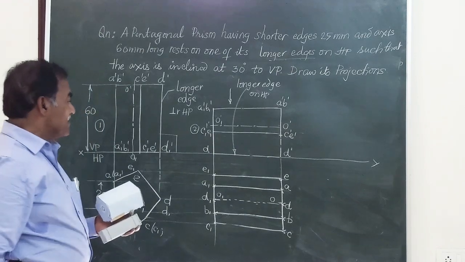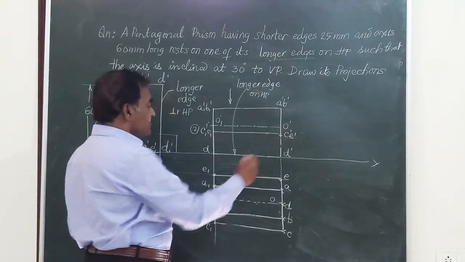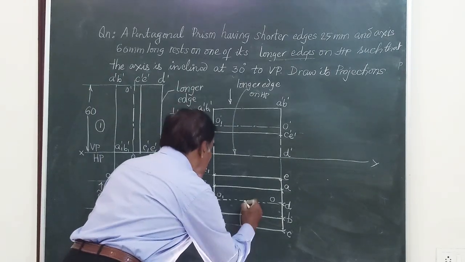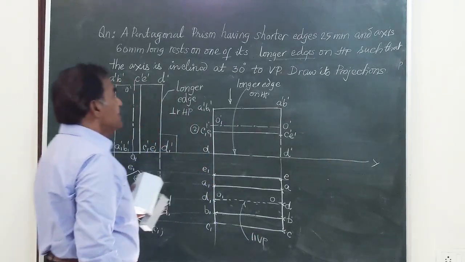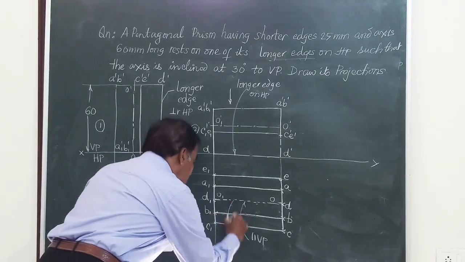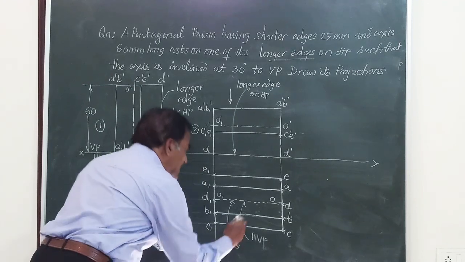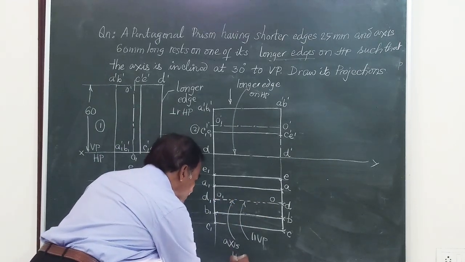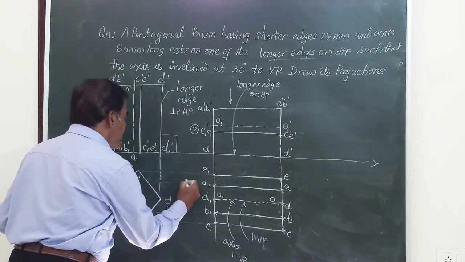Friends, you will observe here that the object is resting on DD. DD is one of the longer edges, and that longer edge is parallel to VP. The longer edge is DD, that is parallel to VP. And also you can say the axis is also parallel to VP, because the line DD and O1 fall on the same axis, which is also parallel to VP. So we will call this figure as figure number 3.